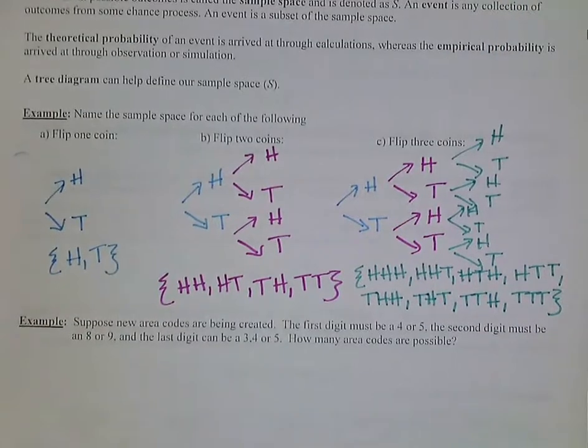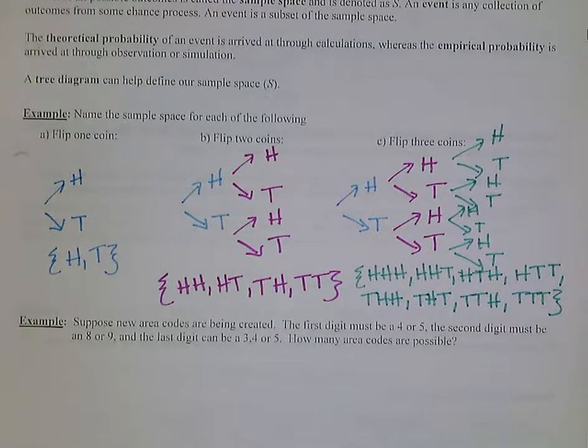So we see that we have 8 possible outcomes. And not only does the tree diagram help us see how many possible outcomes we have, but it actually allows us to look at what each of those possible outcomes are.